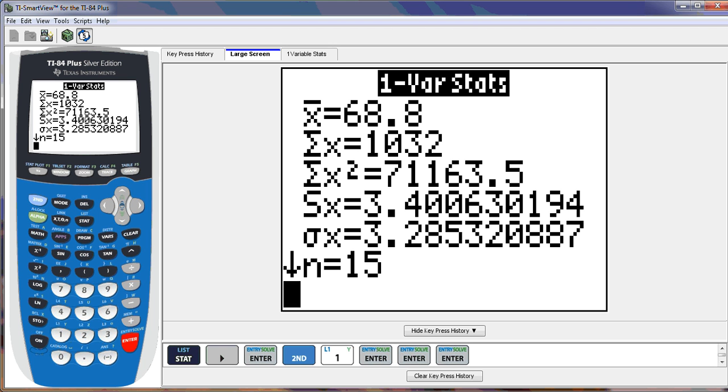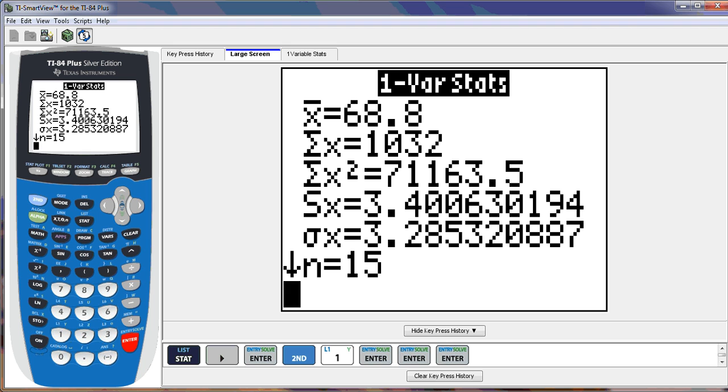X bar, the 68.8, that is our mean. The sigma x, that's the total of all the numbers in the list. We generally don't need that. Sigma x squared is the sum of the squares of all the numbers in the list, which is again something we don't generally need. Sx is the sample standard deviation, which we've already calculated in a previous video.